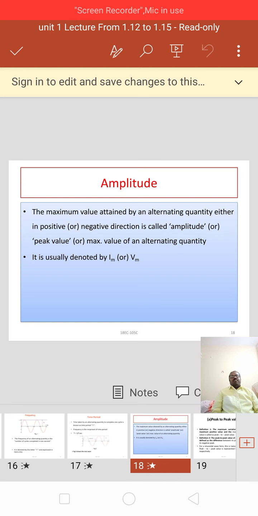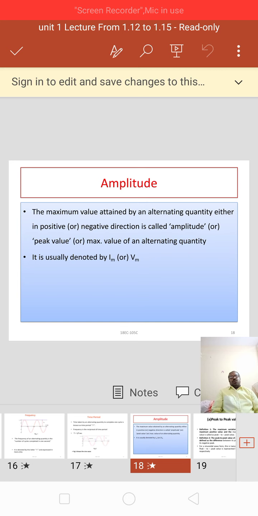The general definition of amplitude is given below: the maximum value attained by an alternating quantity either in the positive or negative direction is called amplitude. It can be termed as peak value or maximum value of an alternating quantity. It is usually denoted by Im in current or Vm in voltage.